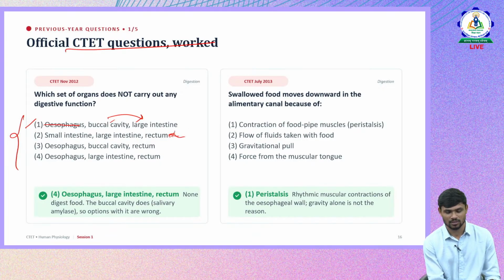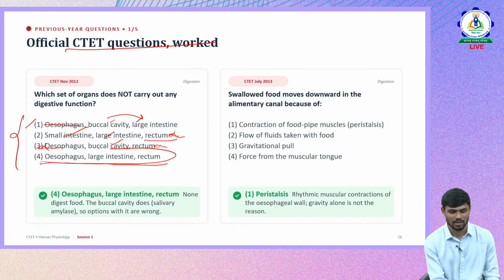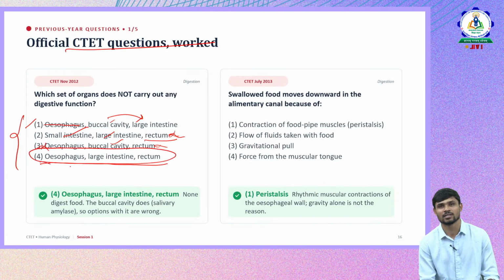Okay, so small intestine, large intestine, rectum is one option. Rectum is not the place where digestion happens, while it does happen in the small intestine and large intestine. Esophagus no, but buccal cavity yes. Then esophagus, large intestine and rectum. These are the three places where digestion doesn't happen. All three places digestion won't happen. So the fourth one is right. Then we'll move to the next question.